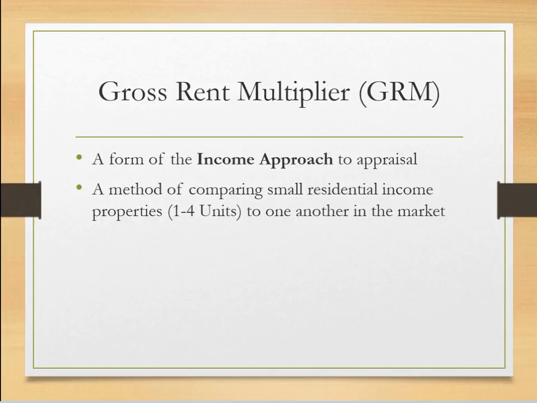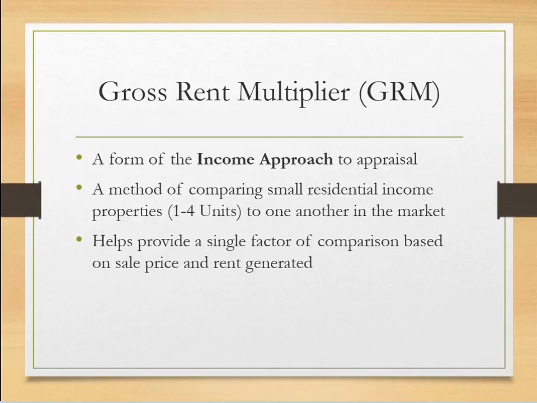So the GRM helps us understand value. It helps an appraiser determine value for smaller residential income producing properties. What the GRM ultimately does is give us a single factor of comparison that's based on the sales price of the comparable properties and the rent that they generate. So in order to compare a bunch of different properties in the marketplace, comps, the appraiser is going to use the GRM, because rather than looking at just what the property sold for, they're going to look at the relationship between what the comparable property sold for and how much rent money they generate.